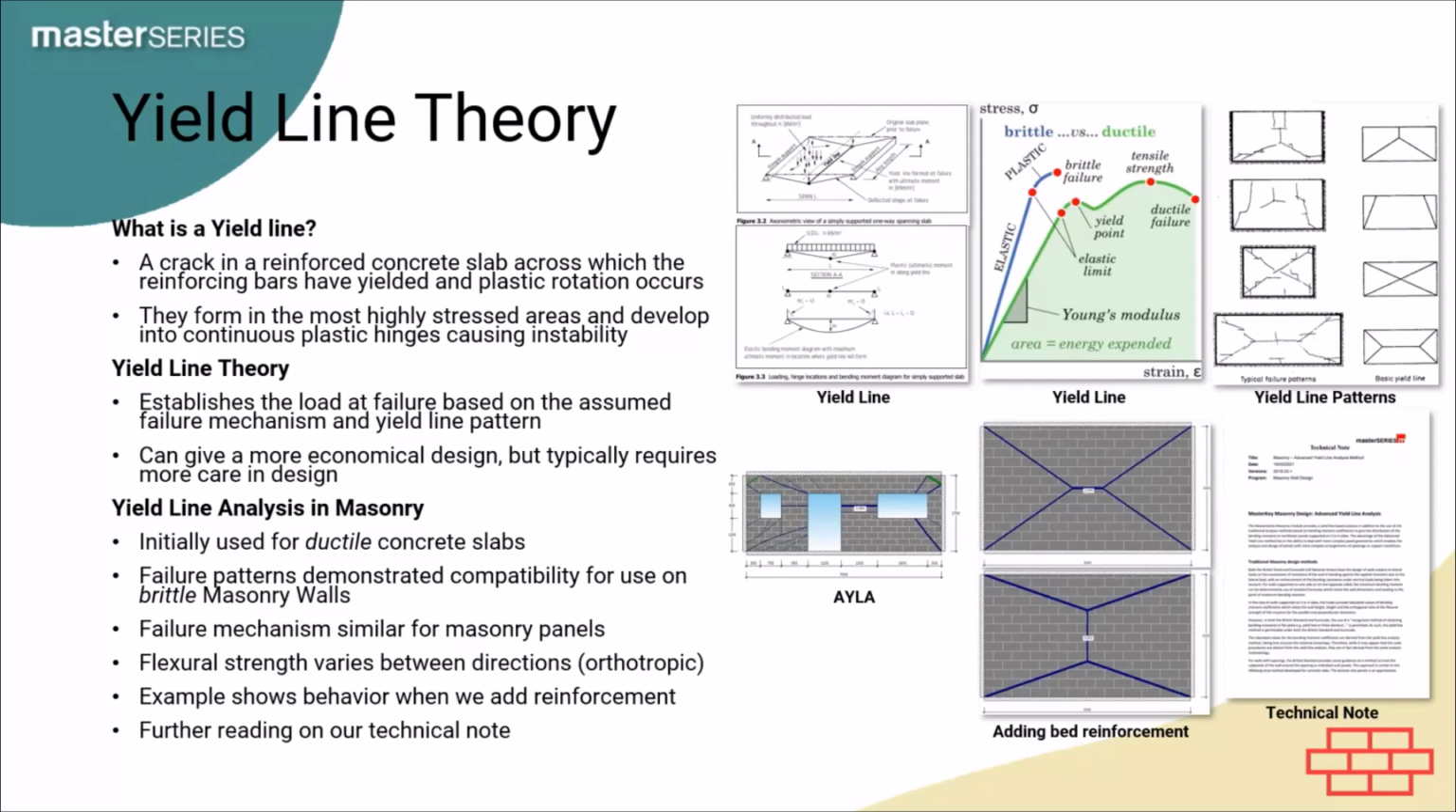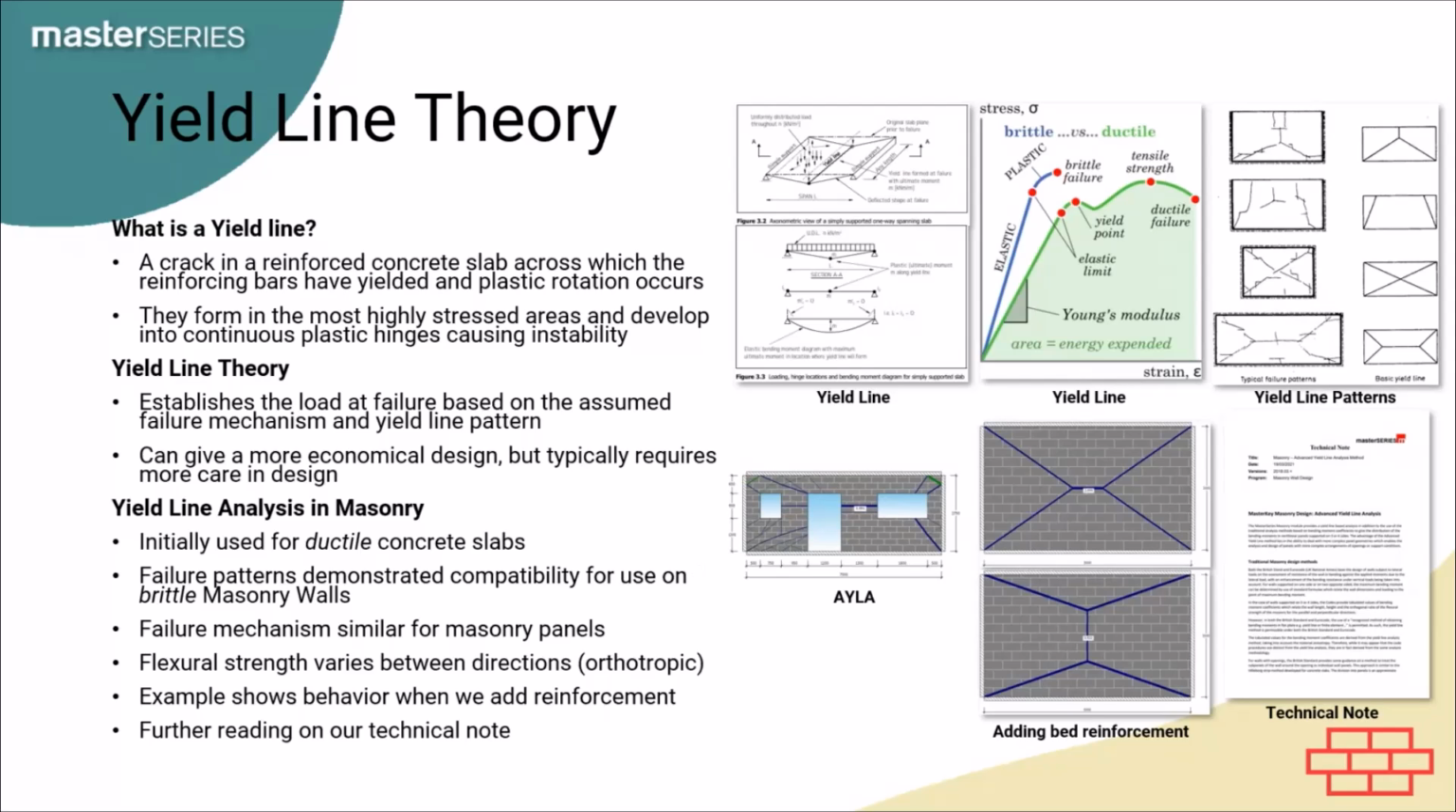Initially, yield line plastic theory was used for concrete slabs, which are fairly ductile, ductile meaning they deflect considerably more before failing. But for masonry walls, we have low ductility, meaning a very brittle material. I've included a stress-strain diagram there to remind you all of the difference. You can see with brittle materials, we strain the material more earlier with a similar stress.